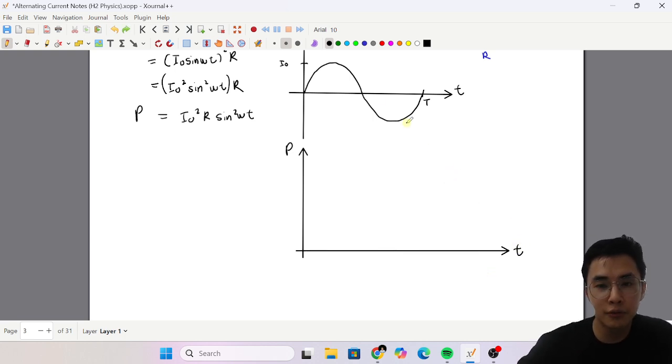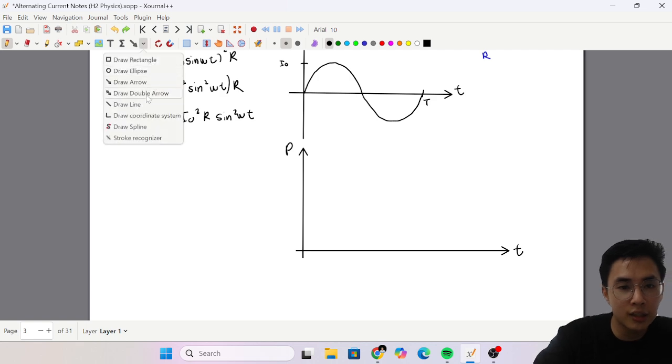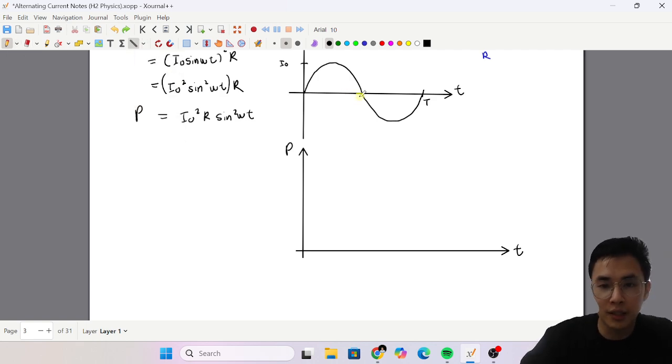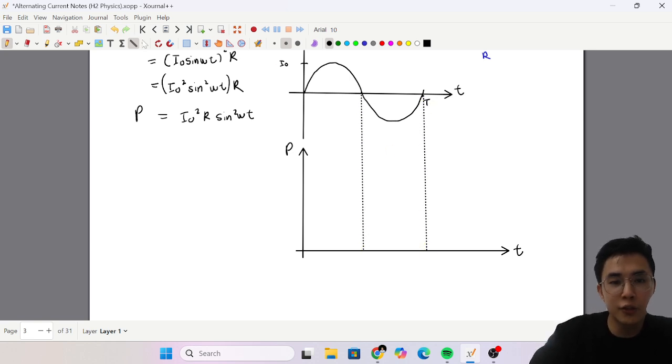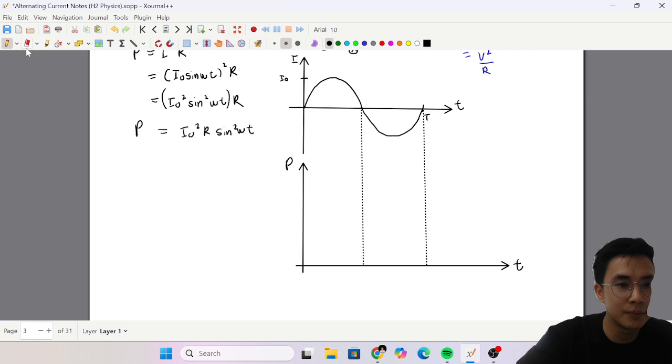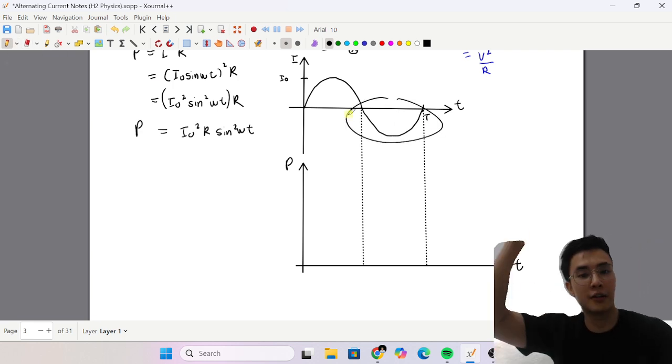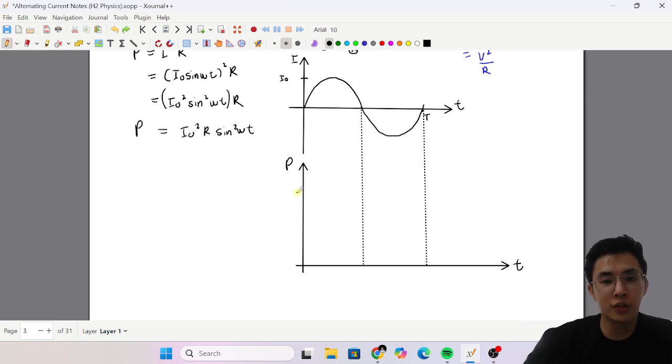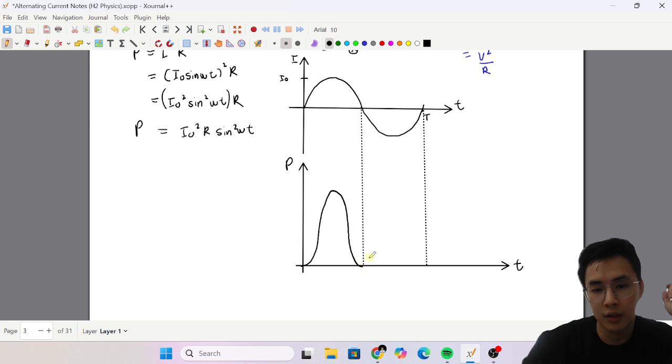Let me prove to you why. I can draw a dotted line down with respect to the current graph, something like that. Then look, if you square the current graph, the bottom part here flips around and becomes positive. So the power time graph will look something like this, and like this.